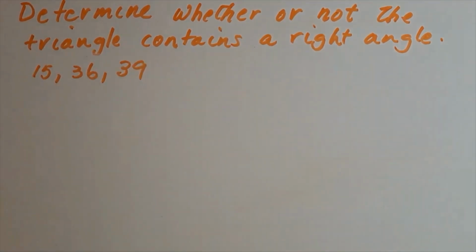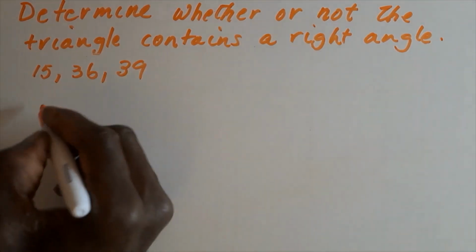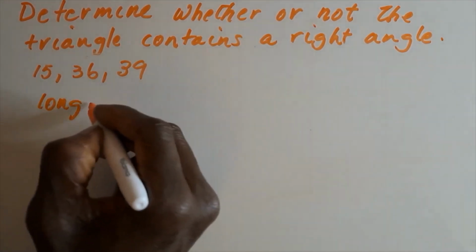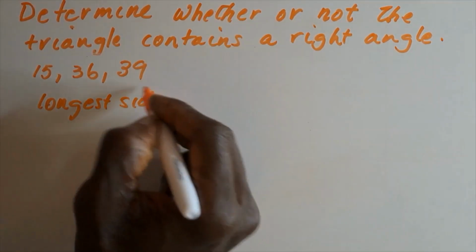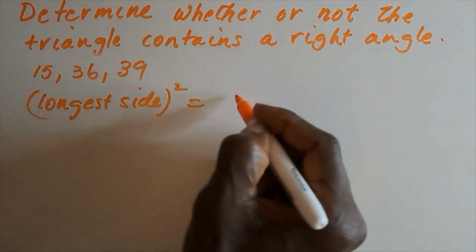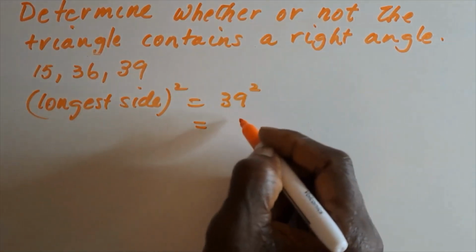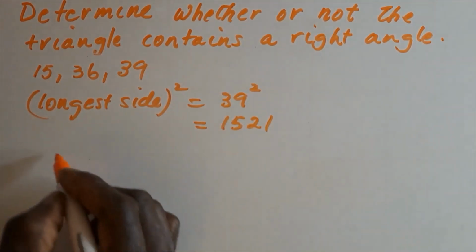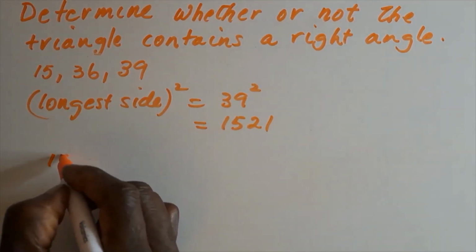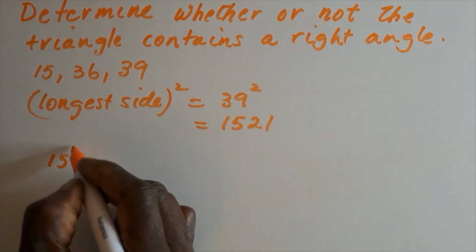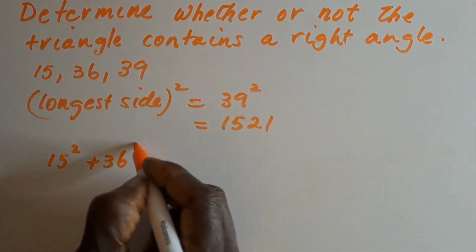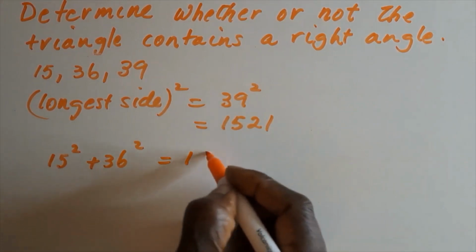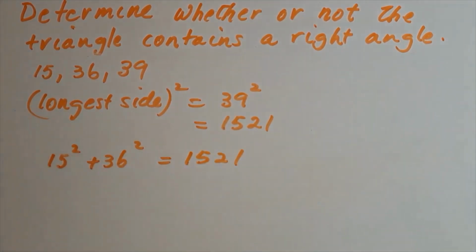Here's the next set of lengths, 15 centimeters, 36 centimeters and 39 centimeters. So the longest side squared is equal to 39 squared, which gives us 1521. And the sum of the other sides squared, so that's 15 squared, add 36 squared. This also gives us 1521.